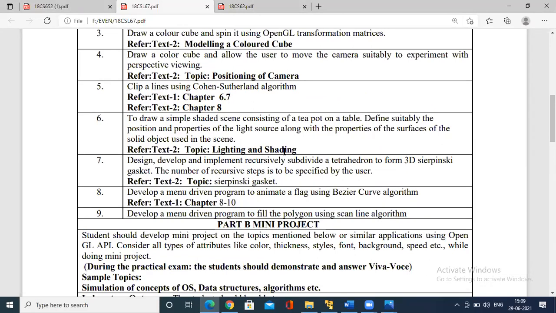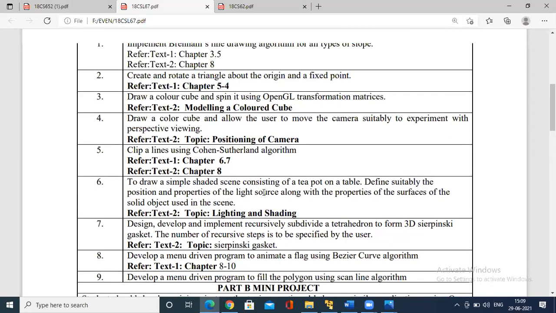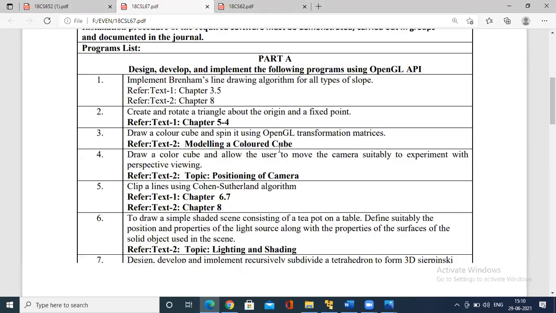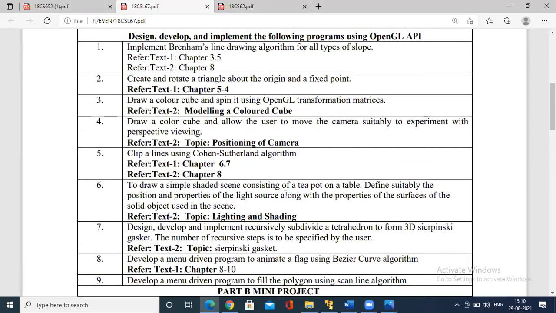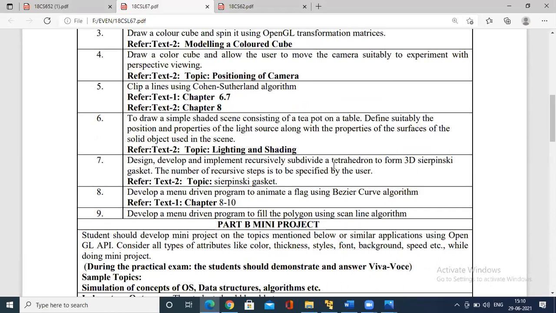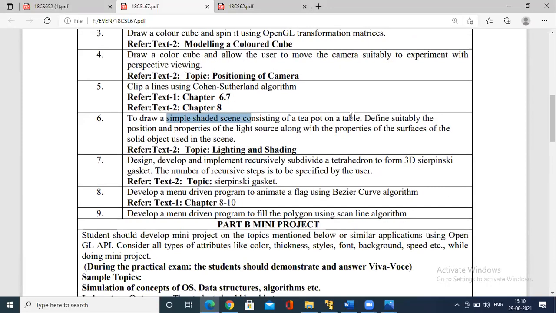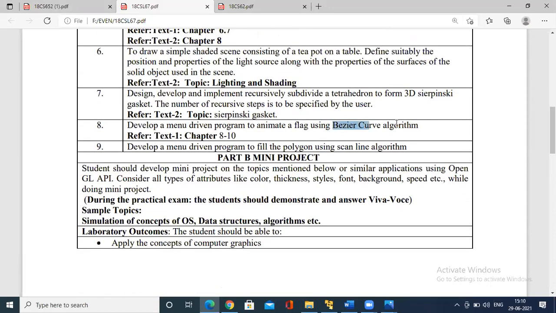Last class, what we did was the teapot program. I didn't explain in detail because we need to cover a few concepts of illumination and lighting effects first. At that time you will understand this program on a simple shaded scene that we did last week. I hope I have given the teapot program for execution. Today we'll see the Bezier curve algorithm. Let me go to the program first.